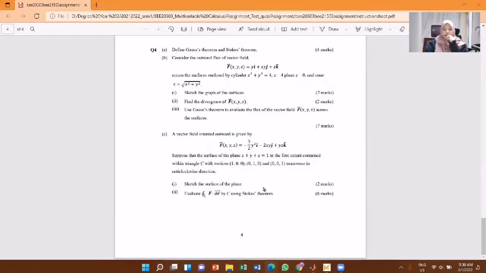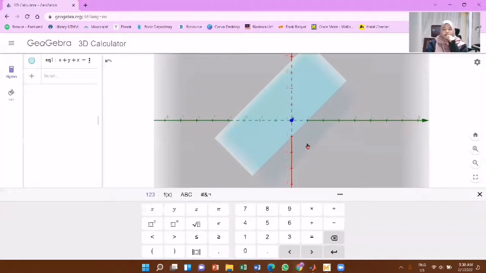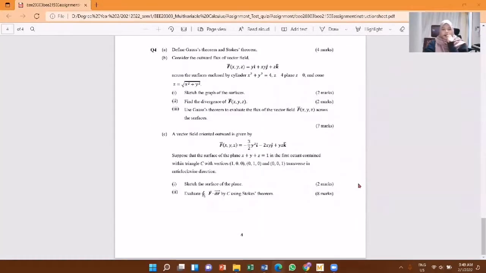The first question is also to sketch the surface of the plane. The given plane is x plus y plus z equal to 1 with triangle C with vertices 1, 0, 0, 0, 1, 0, and 0, 0, 1. The graph that we will get will look like this. So this is the graph, and the triangle is, as we can see on the xy plane, with coordinate 1 for x and also 1 for y. Next we need to evaluate by using Stokes theorem.